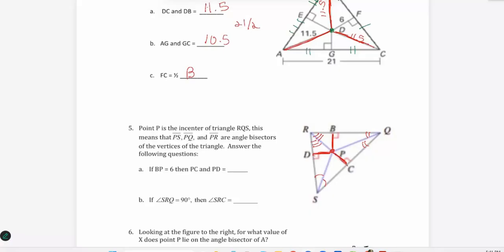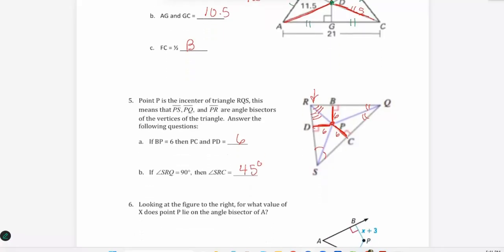So answer the following questions. BP, that's a red piece, equals 6. Then PC is 6, and DP is also 6. So they're all 6. If angle SRQ, so that's this angle right in here, is 90, then angle SRC has to be 45 because it's been bisected. Okay? Okay, then look at this one.